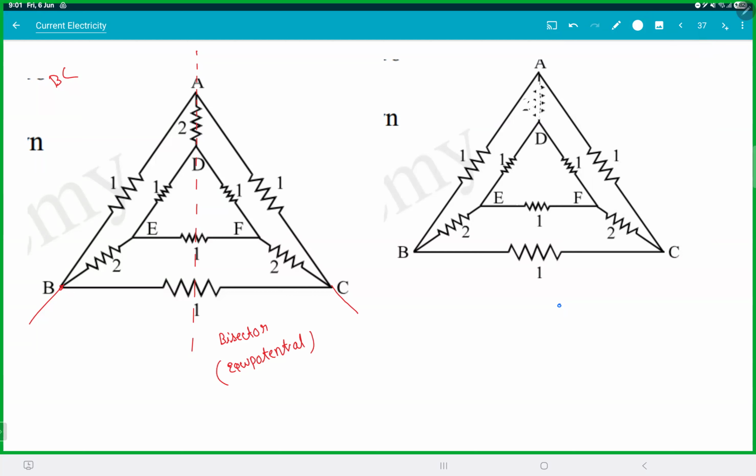This resistor is gone because A and D have the same potential. So the resistor between A and D can be removed. Then you're done. These two are in series, parallel, let's solve them. So if you do this, you'll get RBC is equal to 7 by 12.